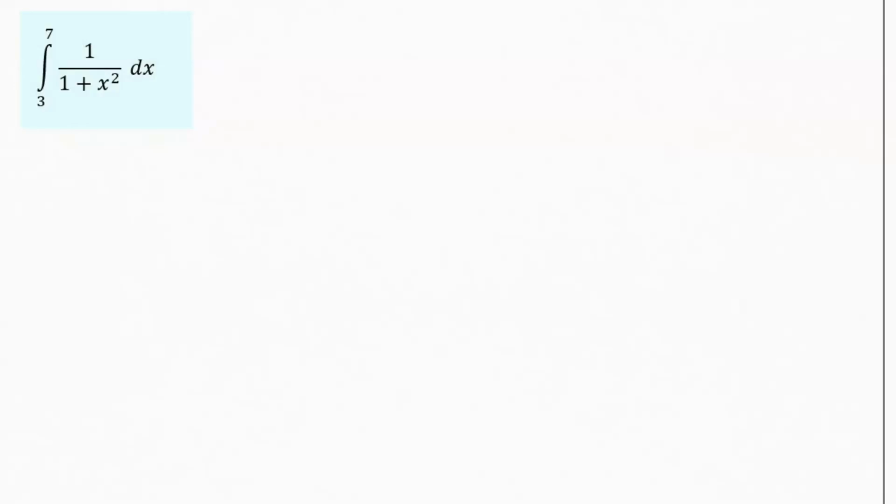Here you're being asked to find the definite integral. So we know it's a definite integral when we have bounds, a lower and an upper bound. So this is saying find the antiderivative from 3 to 7 of this function inside here, and then we put the dx at the back end.